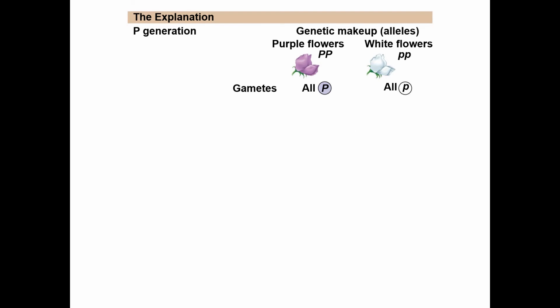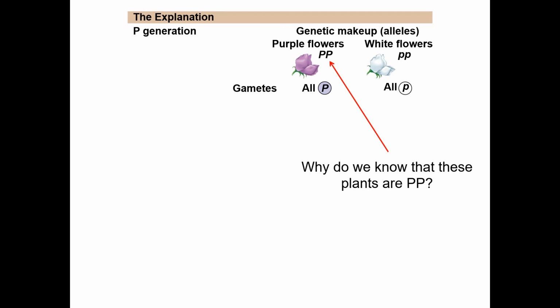Now, I told you in this experiment that we started with true breeding plants. So why do we know that this purple parent has to be big P, big P? We know it has to be big P because it's true breeding. I told you, essentially, true breeding is going to mean homozygous. And we know that the little p plant has to be little p because that's the only way to be white. And I also told you it was true breeding.